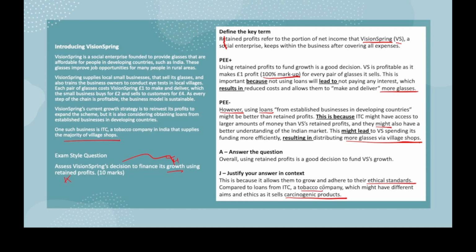They're a tobacco company. Yes, they might have more money, but actually, let's face it, why would I want to borrow money from them when I'm trying to help people? Yeah. We don't want the tobacco company to sell more cigarettes because of our glasses, for example.